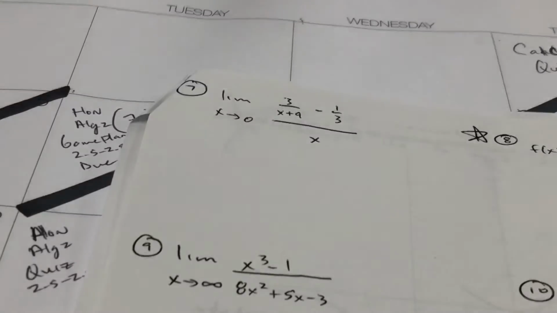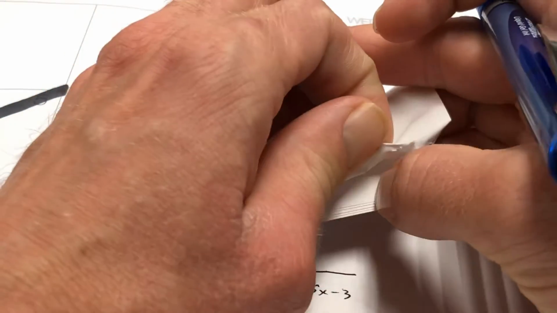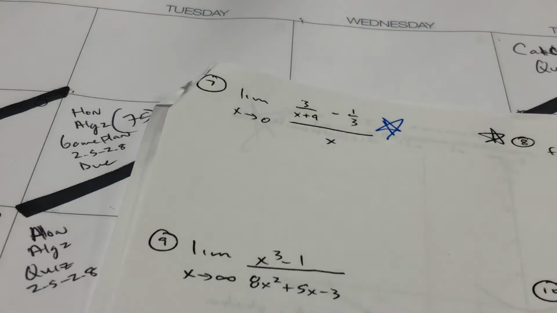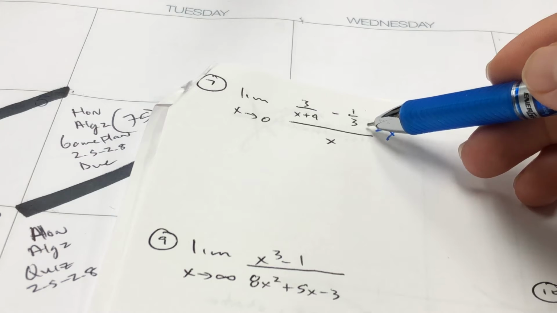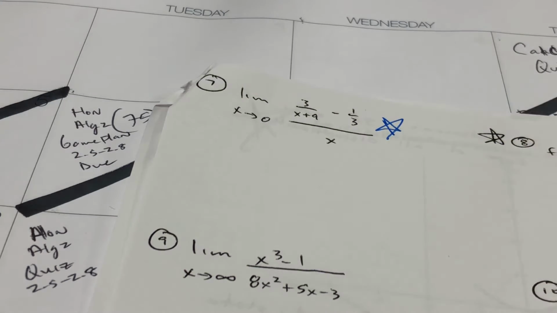Well, 7 should be starred. You star 7. All right, what you would do is multiply this by x plus 9 over x plus 9. Then you get some canceling of sorts, but 7 should be starred.